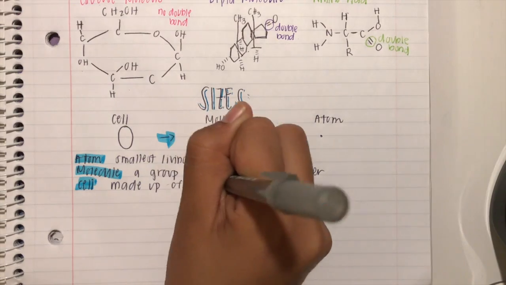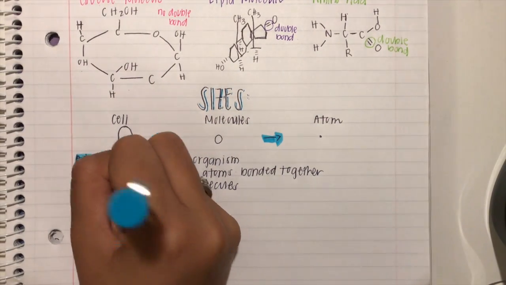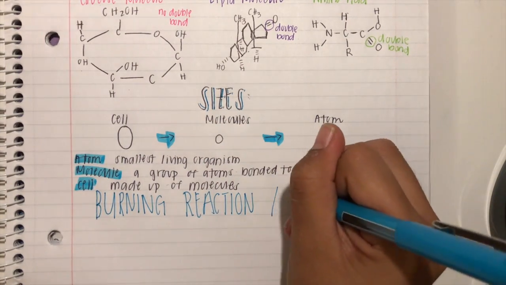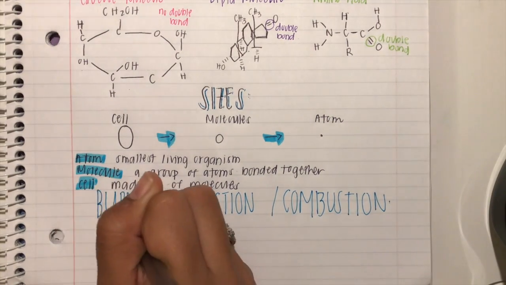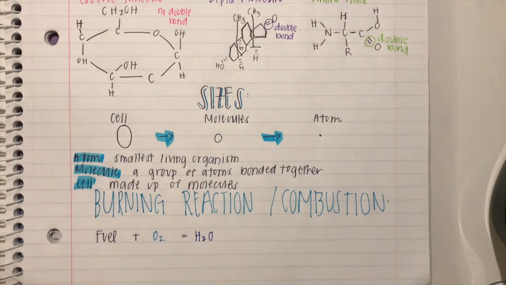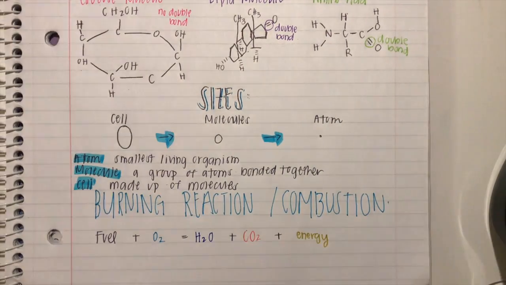A reaction that is similar to cellular respiration is called burning reaction or combustion. But the difference is that combustion uses fuels such as coal instead of glucose, and it doesn't occur in a series of steps to release small amounts of energy over time like cellular respiration does. Since it doesn't use glucose, it doesn't produce ATP. Instead, it produces heat energy.